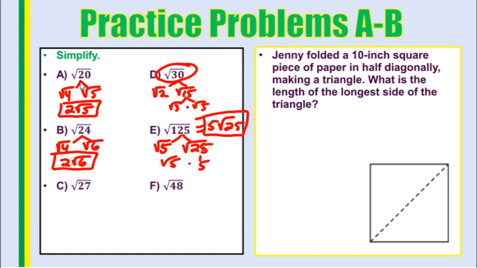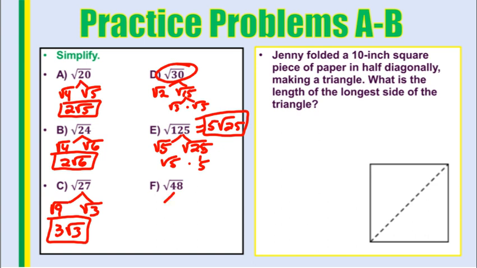Next one, square root of 27. Let's think, I have a perfect square of 9, so square root of 9 times the square root of 3. Square root of 9 is 3, and all I have left is the square root of 3. So this would be the simplified form of the square root of 27.